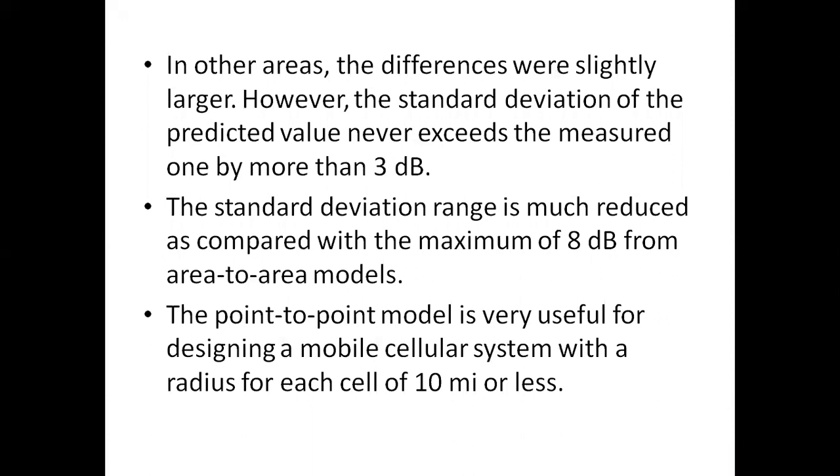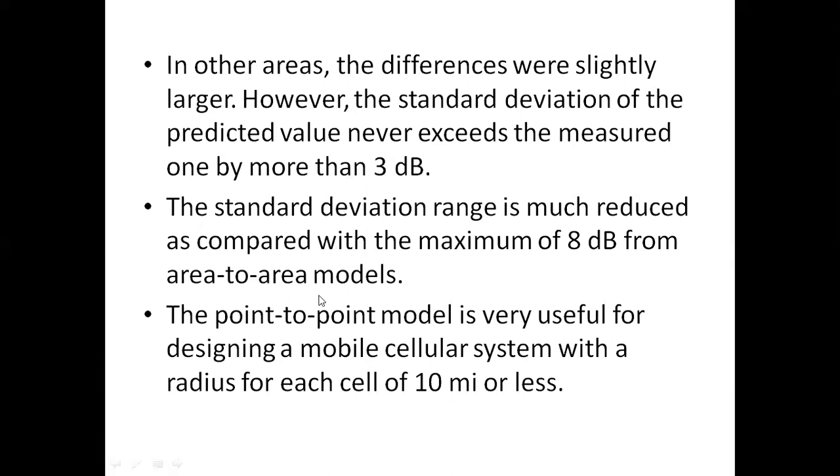So the standard deviation range is much reduced compared with the maximum of 8 dB from the area-to-area model. If you go for the area-to-area model, we can have an 8 dB variation, that is, the difference between the predicted value and the measured value is 8 decibels. Whereas with the point-to-point model, it is 3 dB only. That means the difference is very low and the predicted value is closer to the measured value. That is the advantage of the point-to-point prediction model.